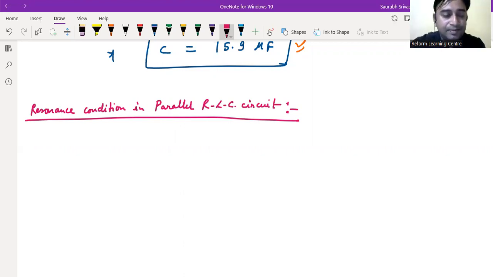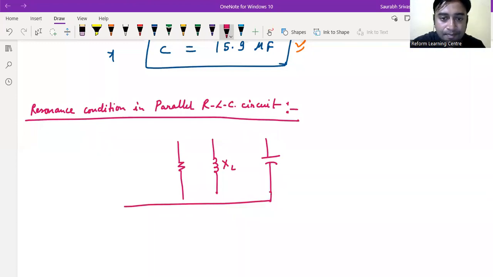We'll be having a parallel circuit R, XL, capacitive reactance XC, given a common voltage supply V.